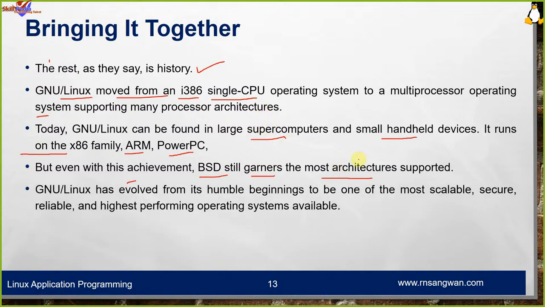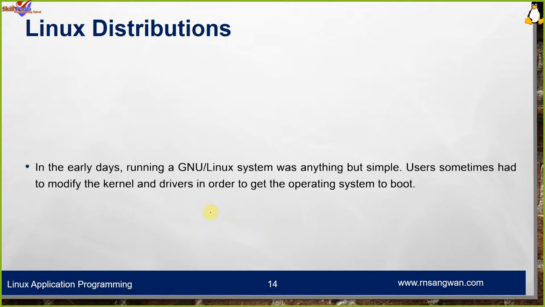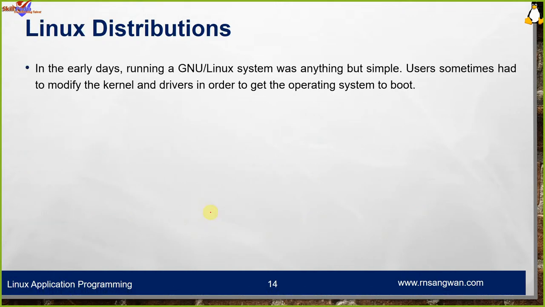GNU Linux has evolved from its humble beginnings to be one of the most scalable, secure, reliable, and highest performing operating systems available. GNU Linux, when compared to Windows, is less likely to be exploited by hackers. In the early days, running a GNU Linux operating system was anything but simple.